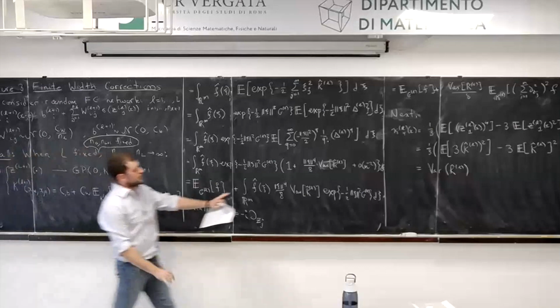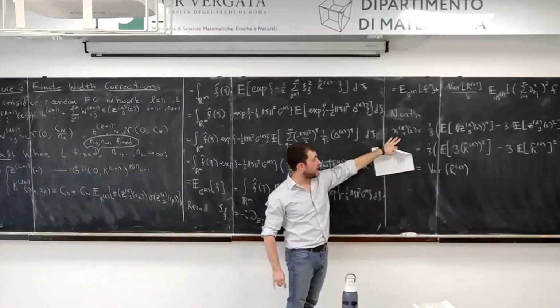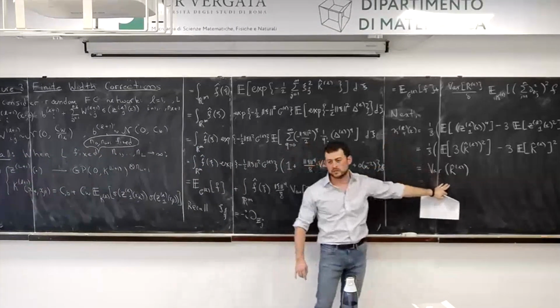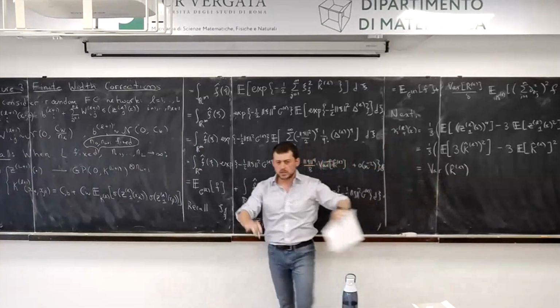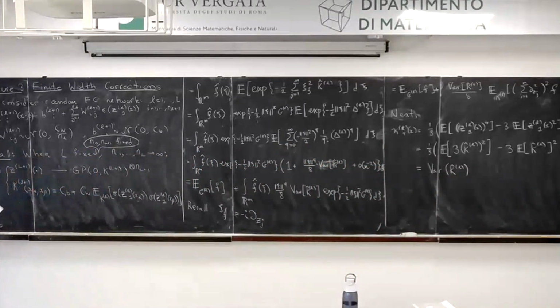So indeed, the second cumulant was a collective observable, and the fourth cumulant is just the variance of a collective observable. Everything is mediated by collective observables, ordered parameters, whatever you want to call them.